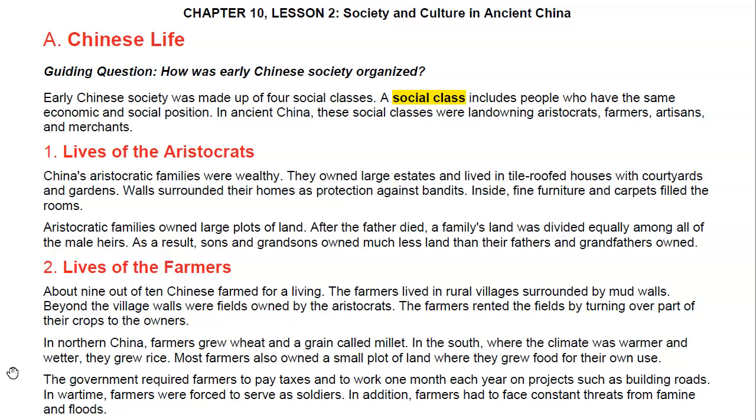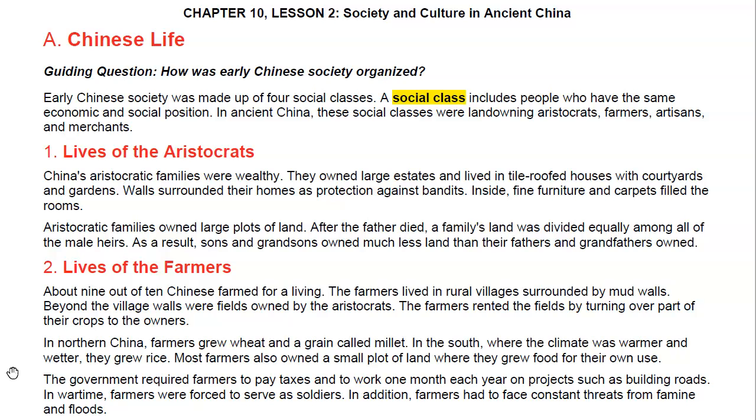In northern China, farmers grew wheat and a grain called millet. In the south, where the climate was warmer and wetter, they grew rice. Most farmers also owned a small plot of land where they grew food for their own use.